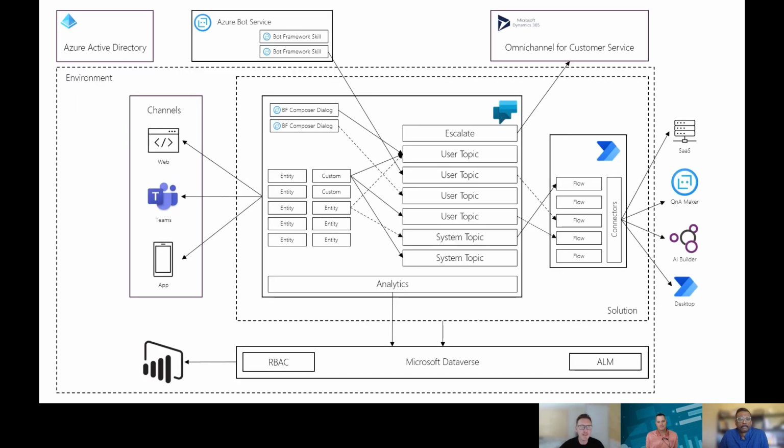Just quickly talking through the architecture that we've built so far. We've built out a PVA bot. We've connected it to channels for deployment. We've added connectivity to Microsoft Power Automate and used its connectors to connect into backend systems. We looked at how we can extend the bot with things like Bot Framework Composer, Azure Bot Services, and Bot Framework Skills. We've also looked at advanced topics like connecting it to omni-channel for customer service, pulling data out into Power BI from the bot, and how we connect out to identity providers for authentication.